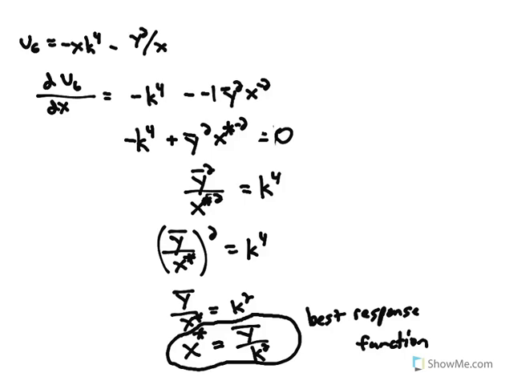So as the unit cost increases, that means that the optimal level of effort of law enforcement is going to be declining. Okay, both of those features of that best response function make sense.